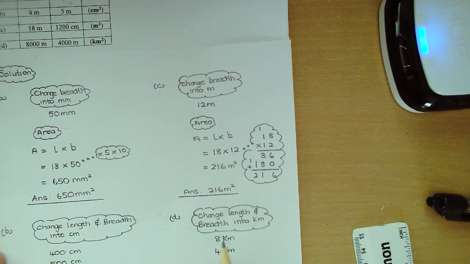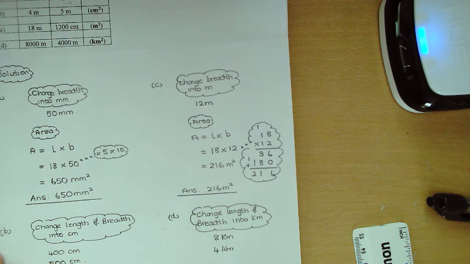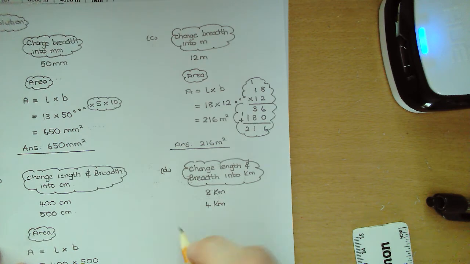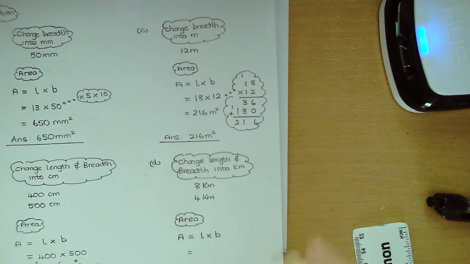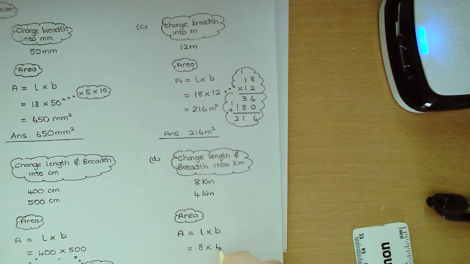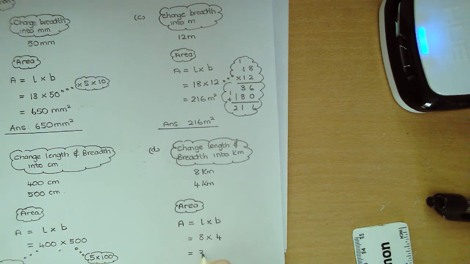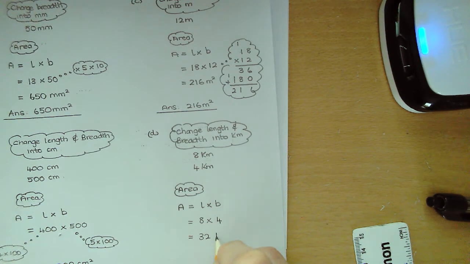So both the length and the breadth are now in kilometres. So now we're going to get the area in kilometres squared. So write down our title, area. Write down our formula. Area of any square or rectangle is length multiplied by breadth. And then sub in the length and the breadth. So the length is 8 kilometres. We're multiplying by the breadth, which is 4 kilometres. And then that's just going to give us 32. And the units are going to be kilometres squared. So our final answer is just 32 kilometres squared.